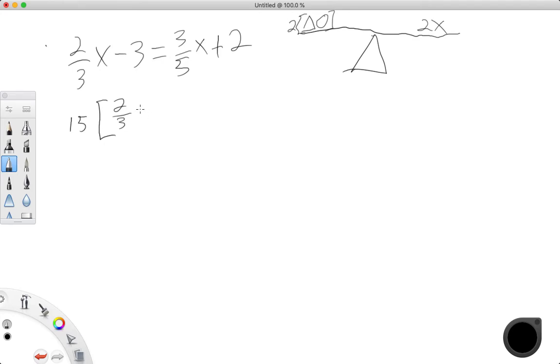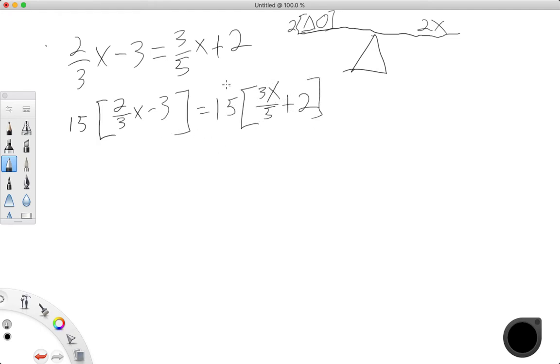So I have 15 times 2/3 x minus 3. I have to multiply it by everything in there, equals 15 times 3x over 5. I hope that's just to show that 3/5 times x is the same thing as 3 times x over 5. Okay? It wouldn't be the same if I put the x in the denominator. Then we're dividing by the x, but that's something different.